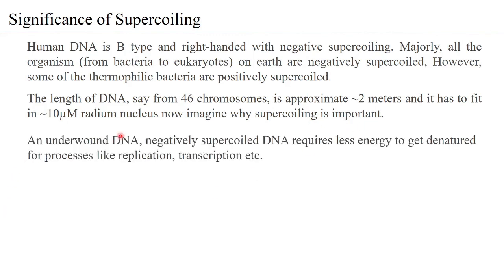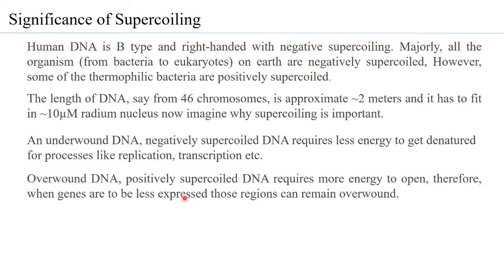An underwound DNA, therefore, has less torsional strain and requires less energy to get denatured. That is the reason why most DNA are present as negative supercoils. So that when the DNA has to unwind for a particular function in a negatively supercoiled form, you need less energy to denature. But if it is present in a positive supercoiled form, you will need more energy to denature the DNA.